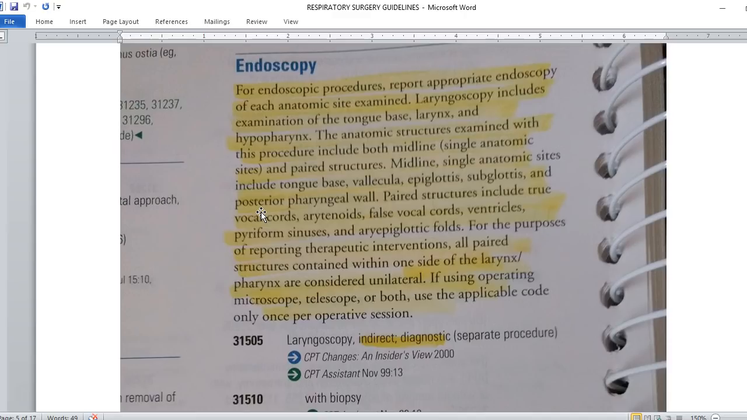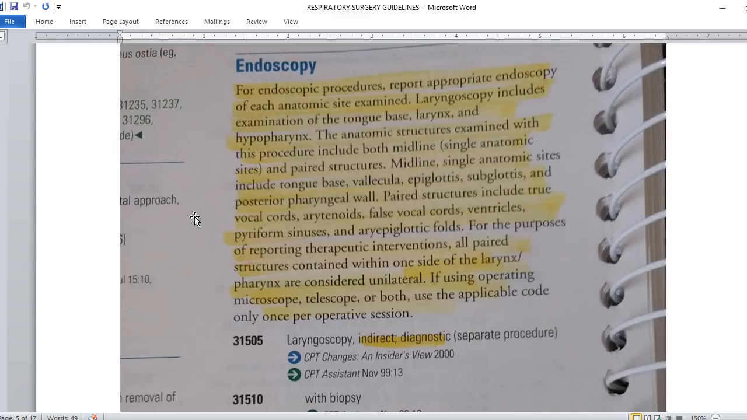Midline single anatomic sites include the tongue base, the vallecula, epiglottis, subglottis, and the posterior pharyngeal wall. Paired structures include the true vocal cords, the arytenoids, false vocal cords, ventricles, piriform sinuses, and aryepiglottic folds. For the purpose of reporting therapeutic interventions, all paired structures contained within one side of the larynx or pharynx is considered unilateral. If using an operating microscope or telescope or both, use the applicable code only once per operative session.